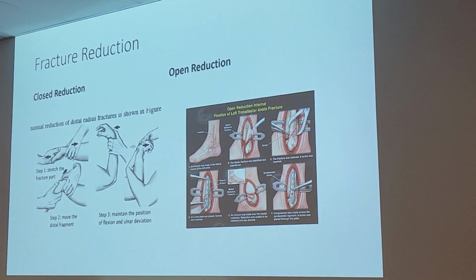Or we'll do a closed reduction under a mini C-arm, where the doctor will just yank at the patient's wrist and elbow until the bones get into the correct place, and then you'll just quickly splint and wrap up the arm. Never needs to cut open the patient. So closed is when the skin is still intact, and open is when you have to go in. Correct. Closed, the skin is intact; open is we need to cut open the skin.